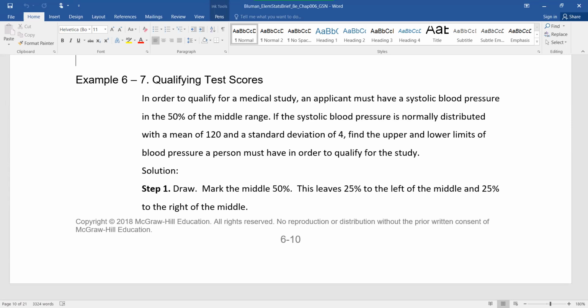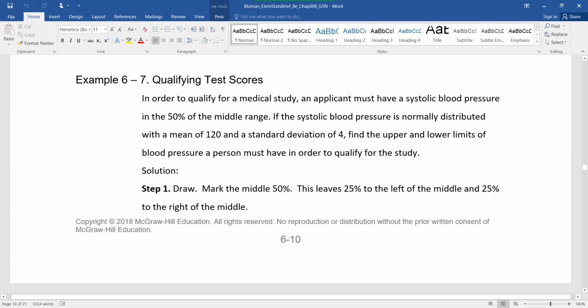Find the upper and lower limits of the blood pressure a person must have in order. So mark the middle 50%. Oh, I get it. So it's the middle 50%. So we would need 25% on each side. So to draw this out, well, we about to leave?